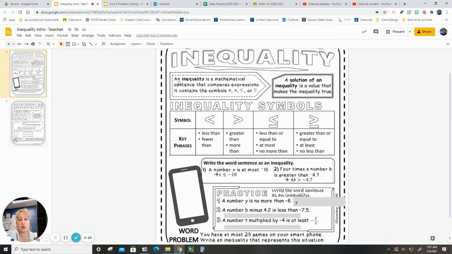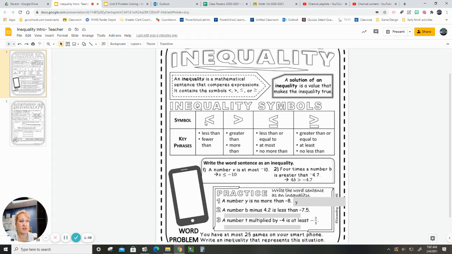So an inequality is a mathematical sentence that compares expressions and it contains the symbols less than, greater than, less than or equal to, or greater than or equal to. A solution of an inequality is a value that makes the inequality true. So that means instead of an equation where you only have one answer, you're going to have possibly an infinite number of solutions, but you still have to eliminate some of them. Some solutions are not possible because they don't make the inequality true.